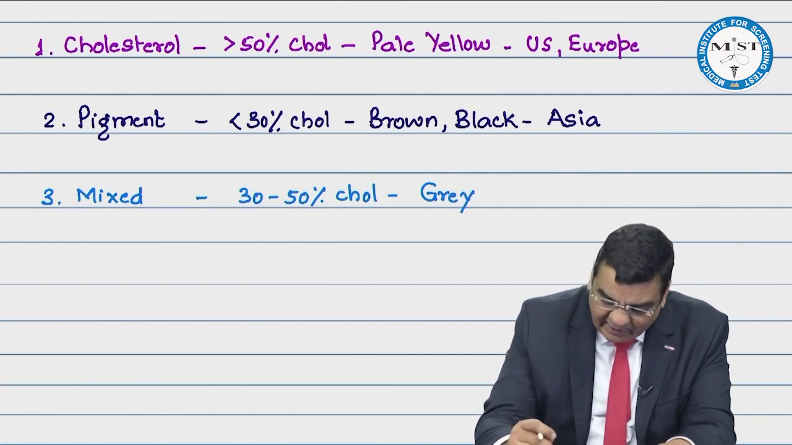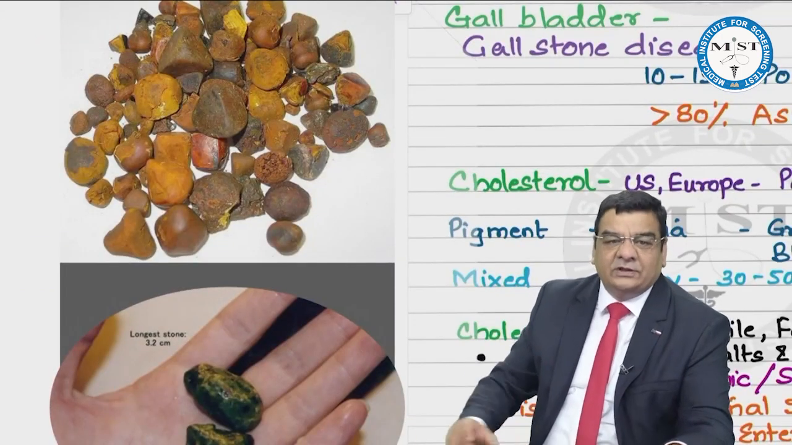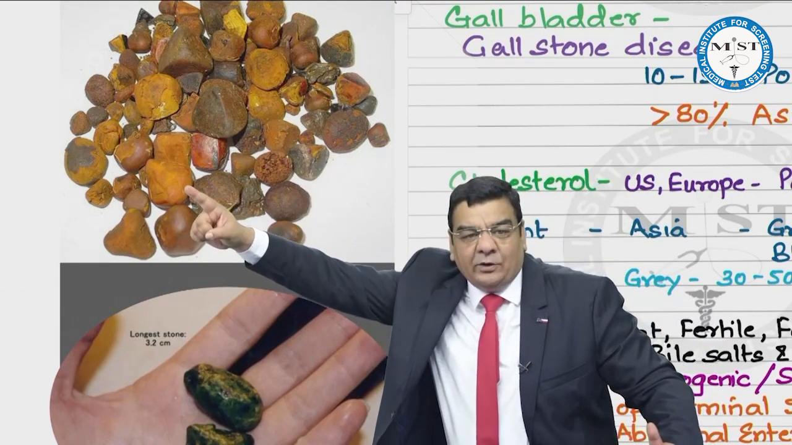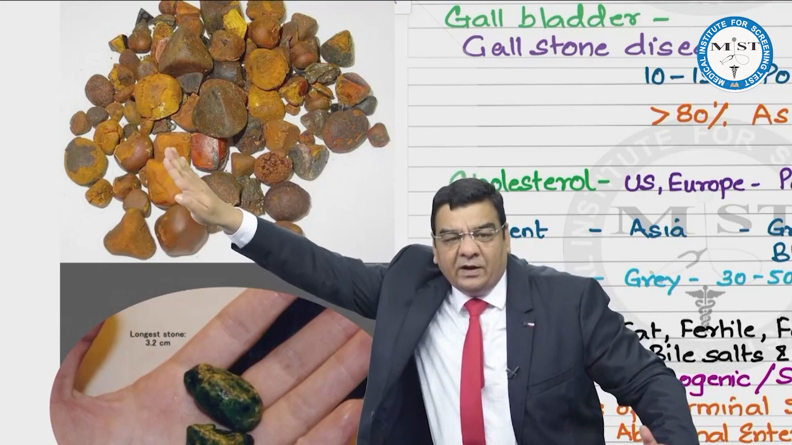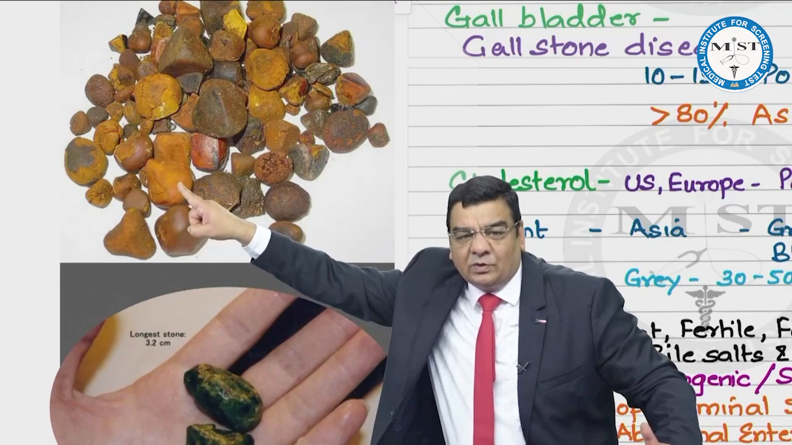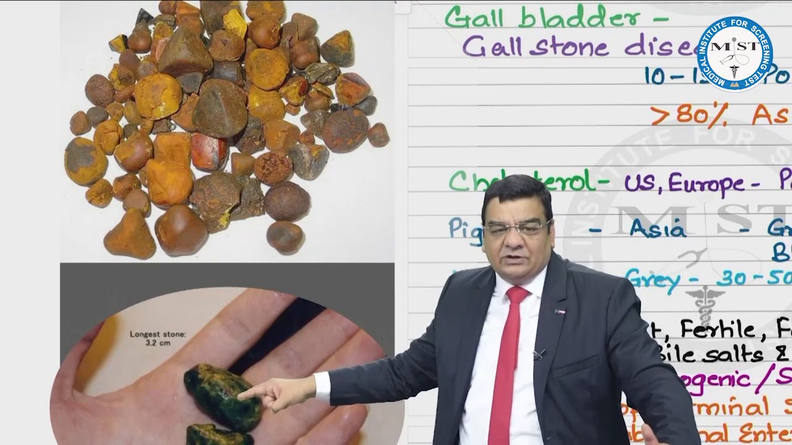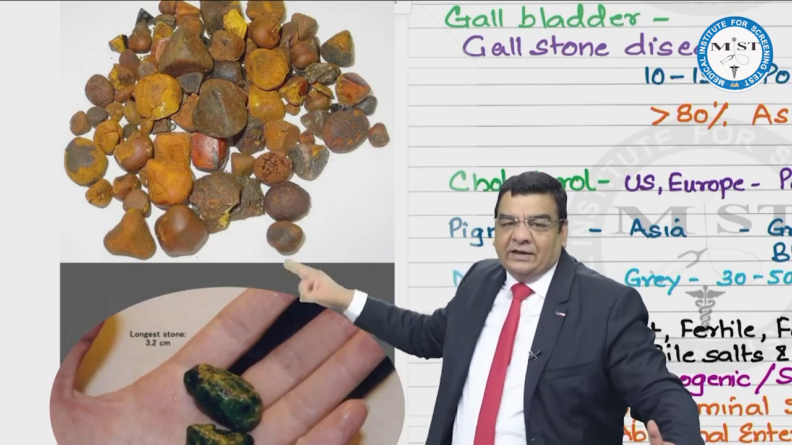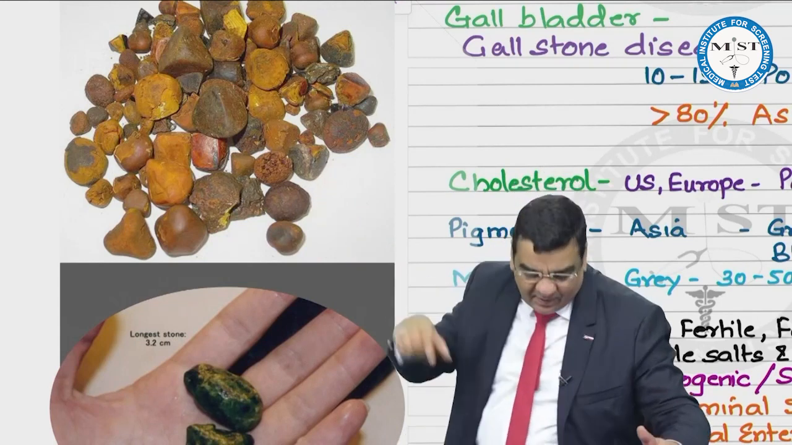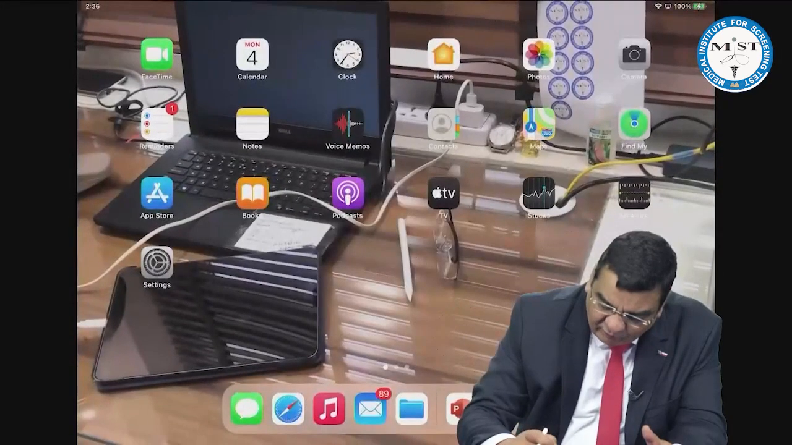If you take a look at one of the pictures once again, now if you focus on these different types of stones, my dear friends, what you are seeing is pale yellow. So this stone should be a cholesterol stone, while this looks to be greenish, brownish, black. So this should be a pigment stone, and the grayish ones, these should be the mixed stones.